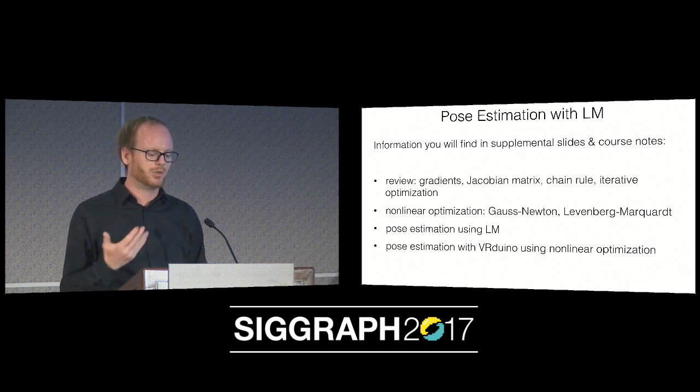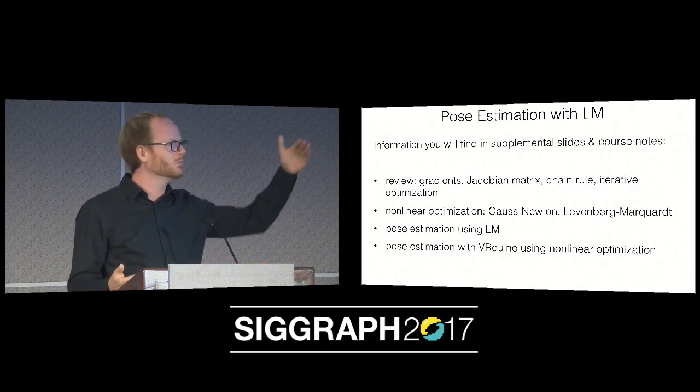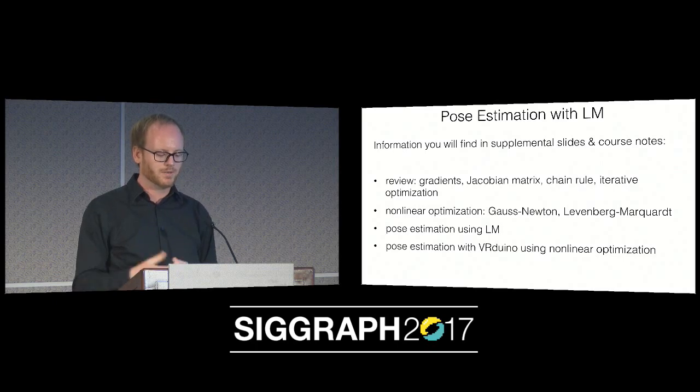So if you take a look at the course notes for this, you're going to find a review of gradients, the Jacobian matrix, the chain rule, iterative optimization, nonlinear optimization using Gauss-Newton, Levenberg-Marquardt. If you don't know what that means, it's actually pretty straightforward, so you can read the course notes if you're interested, but it's not absolutely required to implement the positional tracking.